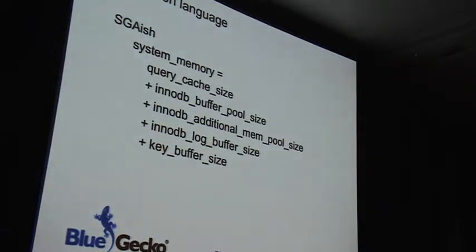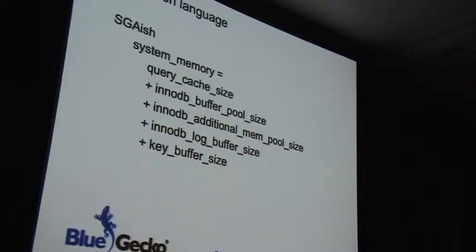The SGA within Oracle gives you the construct in memory that all of the connections, all of the database instance, makes use of. Now in MySQL, we think of that as the total system level memory, and it's made up of a set of variables that are set up for each instance within MySQL. It gives you the query cache size, which is used across the entirety of the actual server.